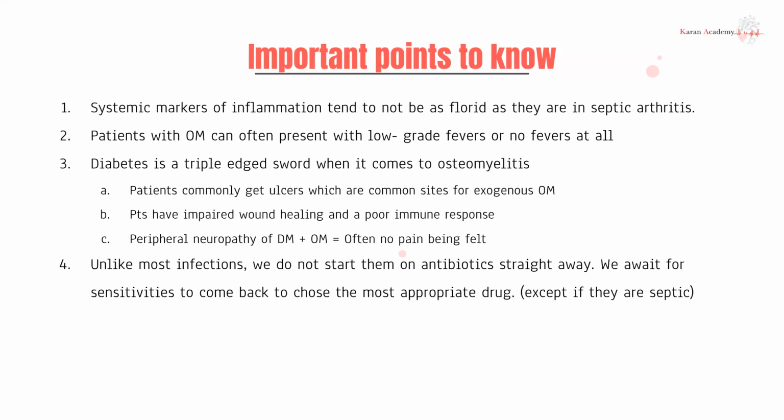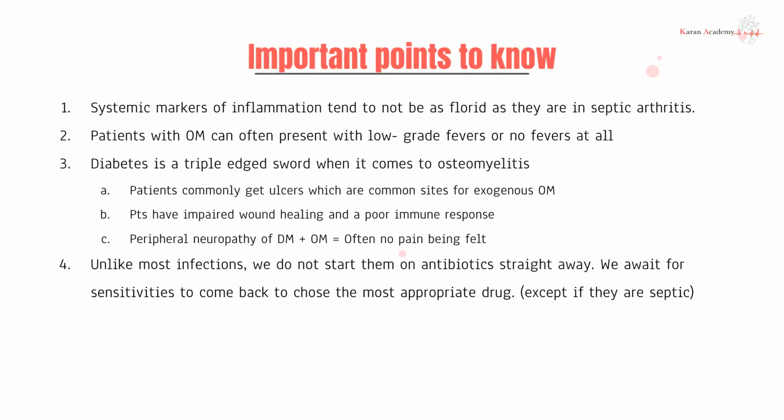Except if they're septic, but why are we a bit more pedantic when it comes to sensitivities? Firstly, bugs that we see in osteomyelitis tend to have higher levels of resistance to antibiotics. Secondly, because they're in the bone, the penetration of antibiotics tends to be quite poor, which means we often have to keep them on really, really long courses.